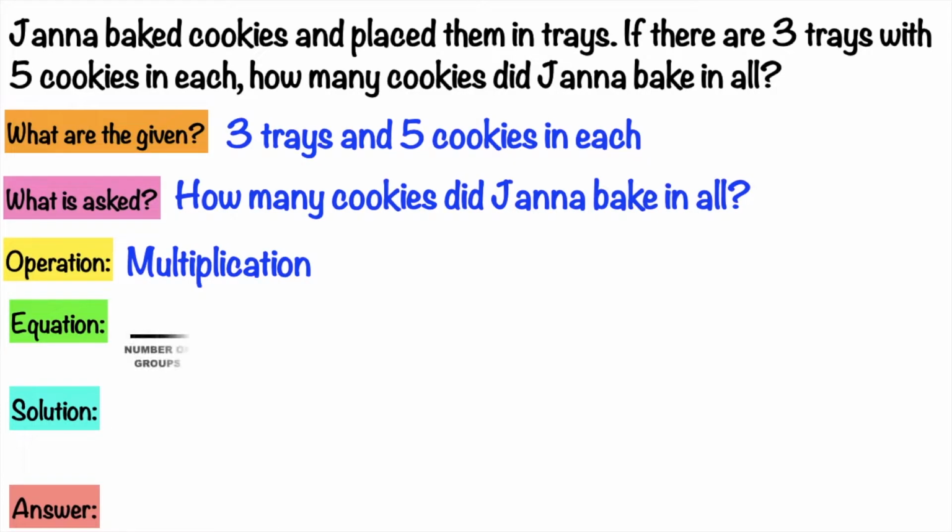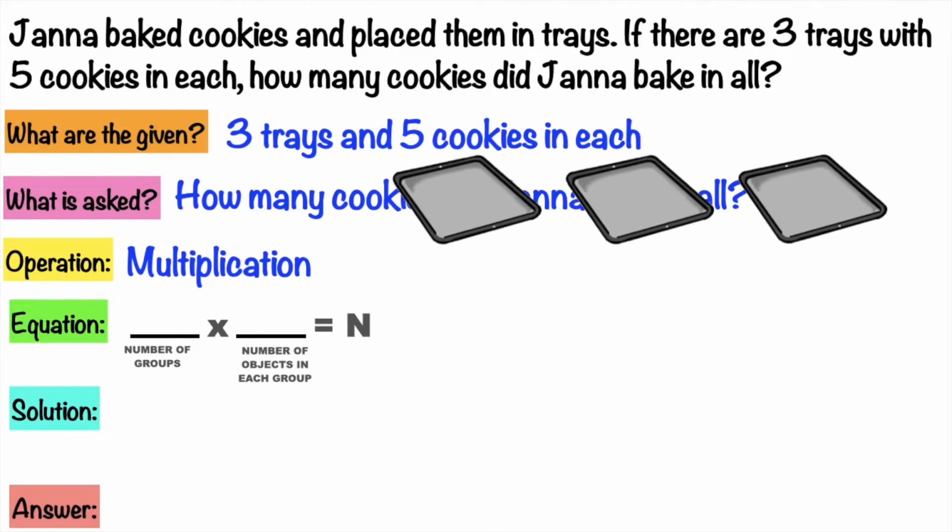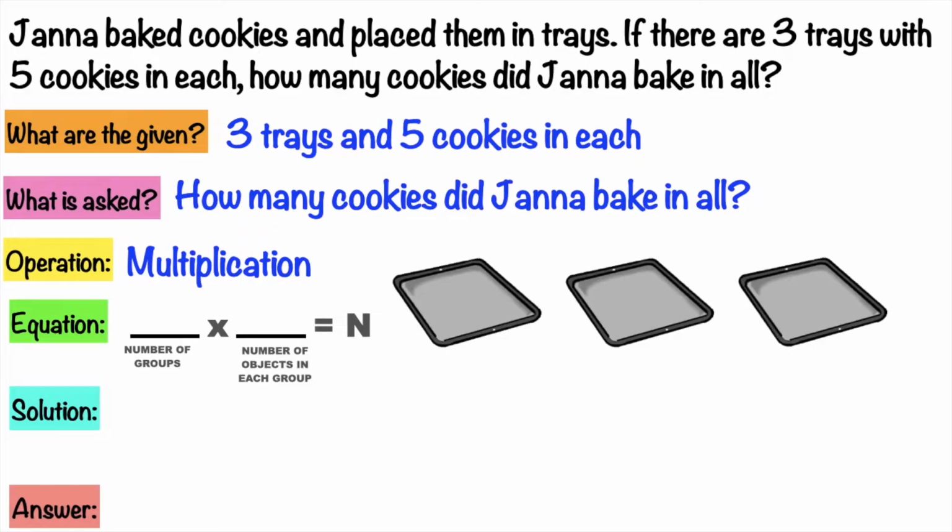Always remember in writing the equation, the first factor is the number of groups, while the second factor is the number of objects in each group, and it is always equals n. So let's illustrate first this problem. We have 3 trays. Then in each tray we have 5 cookies, right? So for the first factor, how many groups do we have? That's correct. We have 3 groups.